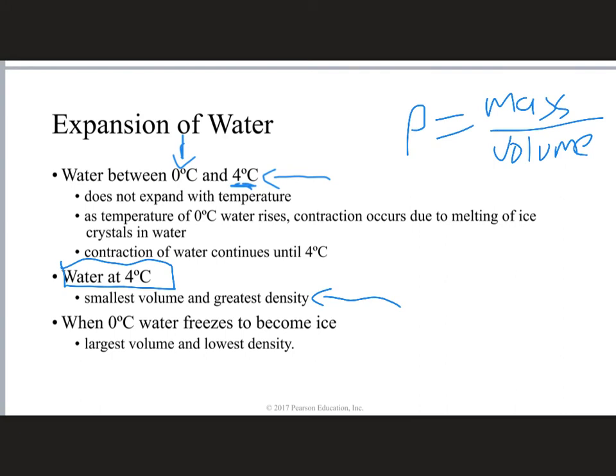Now, when water is actually frozen and becomes ice at 0 degrees, that's when it has the largest volume and the lowest density. And so that's because as the bonds form, they take up so much space, as I showed you in the previous slide, that they make ice just much less dense than liquid water.